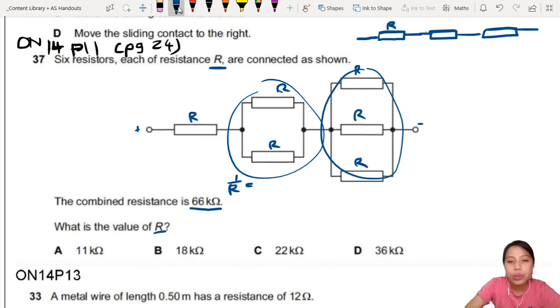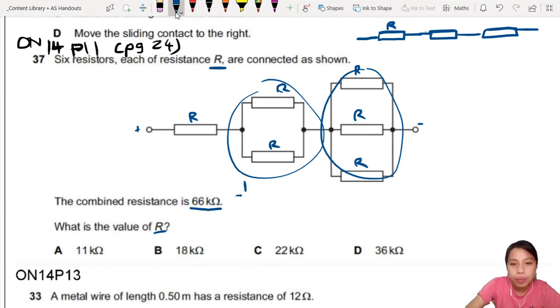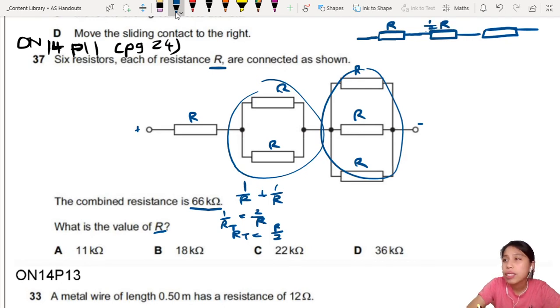1 over R total equals 1 over R plus 1 over R, which is 2 over R. But this is 1 over R total, so you need to flip it upside down. So R total equals R over 2, half R. It's small, can you see? Then the third one, you do the same thing. 3 over R is your 1 over total resistance, so your total resistance will be R over 3, which is one third R.